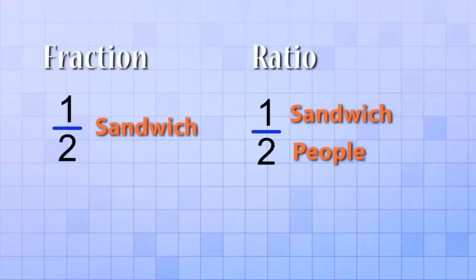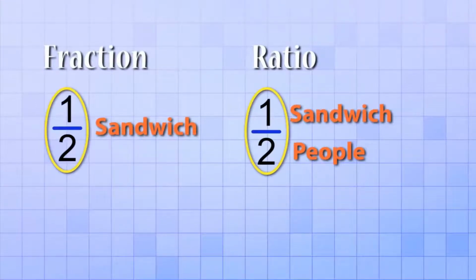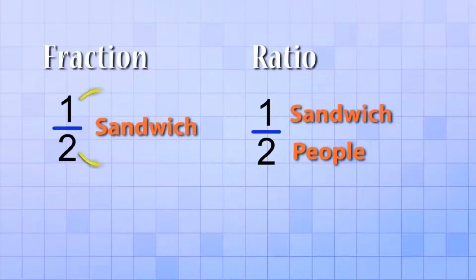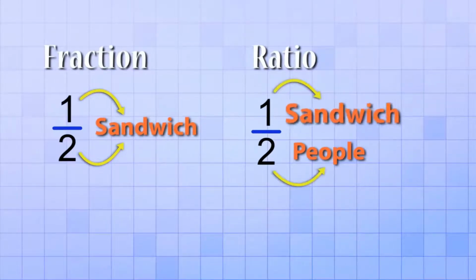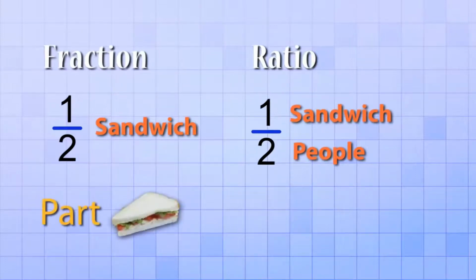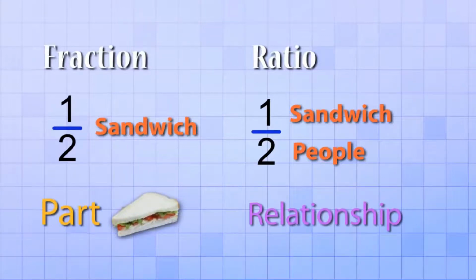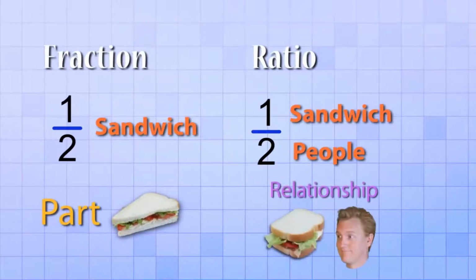Do you see the difference between our fraction and our ratio? The math part of each of them is the same. But with the fraction, both the top and bottom numbers are referring to the same thing, the sandwich. However, with the ratio, the top and bottom numbers are referring to different things, sandwiches and people. The fraction shows a part of something, but the ratio shows a relationship or a comparison between 2 different things.